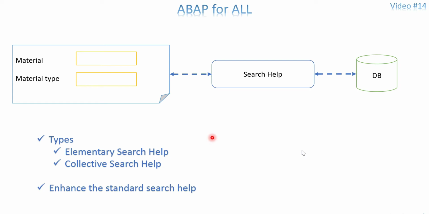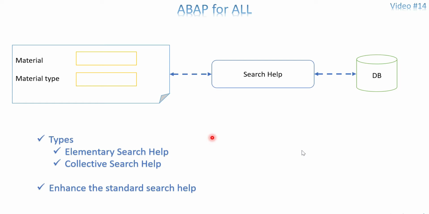Sometimes if you go to any standard transaction like MM01 material creation or MM02 material change, and press the F4 help, this button is called the search help button, or you can press the function key F4. That's why we call it F4 help. If you press F4 help, you can see a lot of tabs available. It's nothing but all the independent elementary search helps collected into one search help. That is nothing but a collective search help. So a collective search help is a collection of elementary search helps.